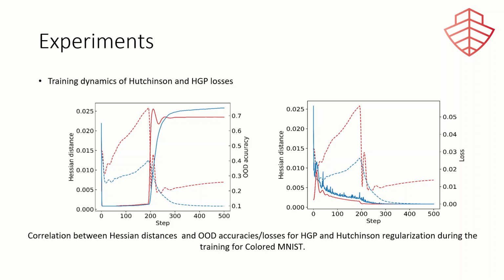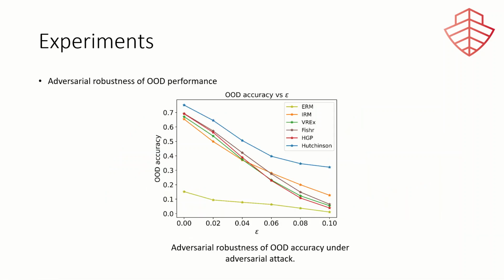This plot shows the training dynamics for the Colored MNIST experiment. As you can see, at around epoch 200, when we increase the regularization parameters, the Hessian distances reduce and the out-of-distribution generalization increases. Finally, this is the adversarial robustness plot, which shows that if we apply the fast gradient sign method, the algorithms trained with Hutchinson and HGP consistently keep their performance.